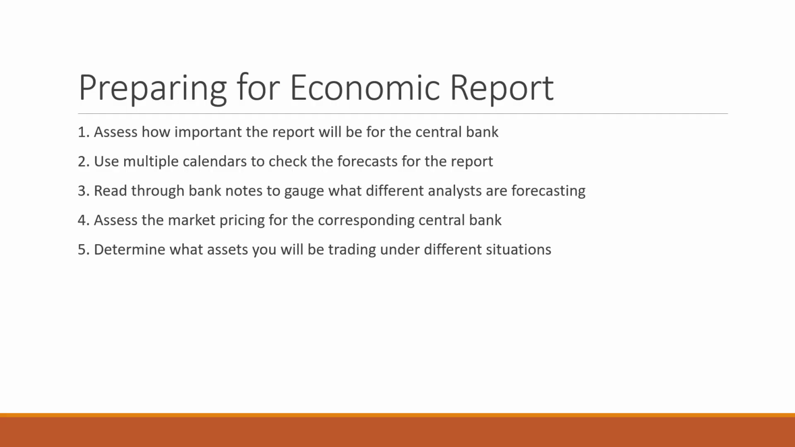So if you were seeing 4% on the calendar, but then you knew that quite a few banks are also forecasting 4.2, you knew that you need to see a number higher than 4.2 for it to really surprise the markets. And it could be something similar on the downside. So this is why it's important to go through the banknotes as well.